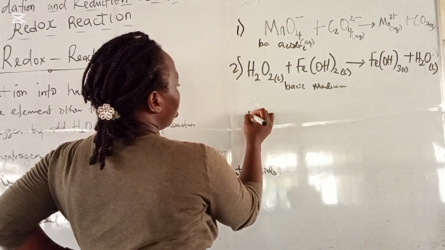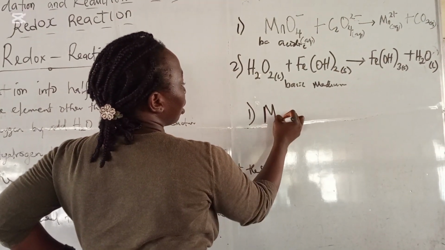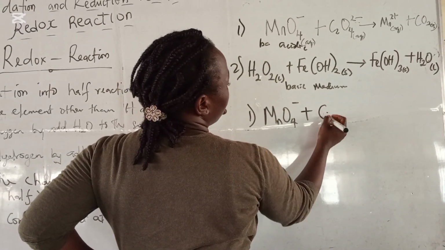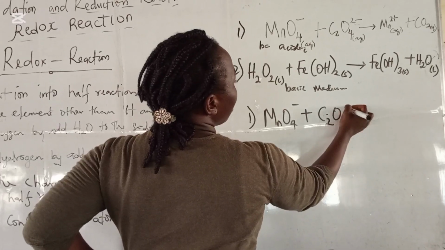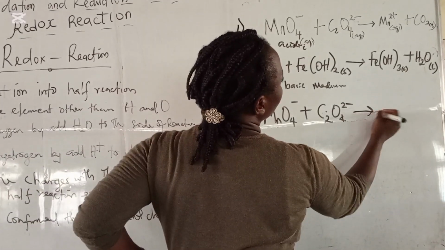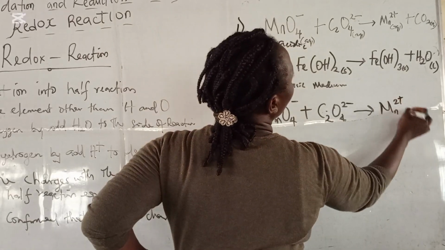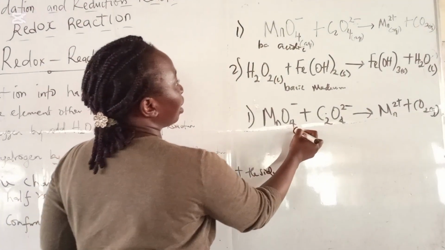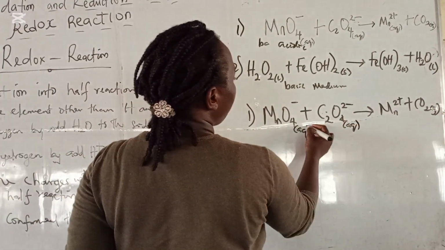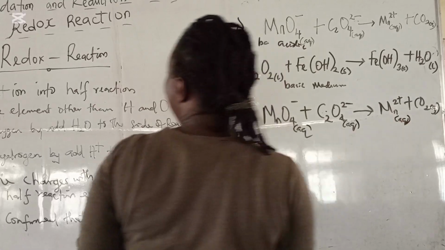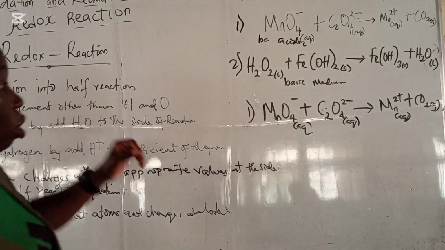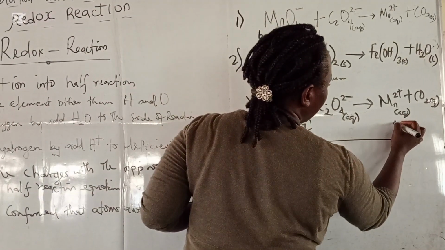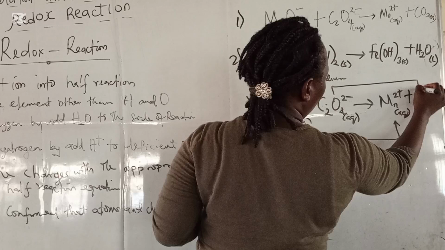So when we bring out number 1, we have manganese oxide plus the oxalic ion to give us manganese in oxidation state 2 plus and CO2. So the first step, like we said, is to divide it into their half reactions. How do you divide into their half reactions? You look from manganese oxide to manganese, and from oxalic to carbon-4 oxide.